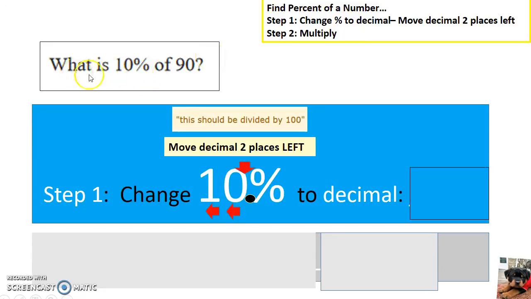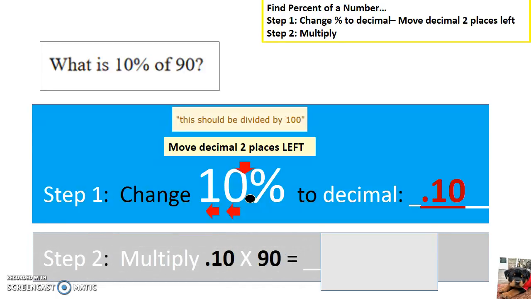Here's our example. What is 10% of 90? All right. Here are our steps to remind us. Step 1 says to change that percent to a decimal. All right, so we're going to move this decimal right here 2 places to the left, as we divide it by 100. 10% changed to a decimal is 0.10 or 10 hundredths. Step 2, we're going to take that 10 hundredths or 0.10 and multiply it times the 90. So if you look right back at that question, what is 10% of 90? 0.10 times 90 comes out to be 9.